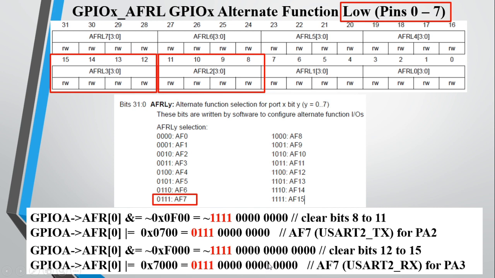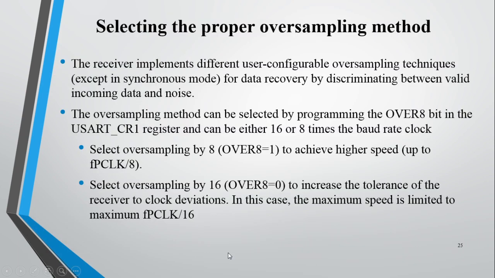So you need to again keep in mind, if you want to write some value into AFRL, in the previous step, the mode selection register should be written with 10. That means the corresponding pin should be configured with the alternate function mode. Then only this will come into effect.